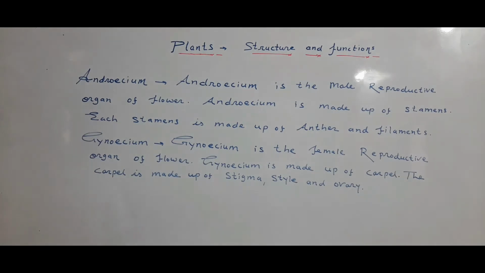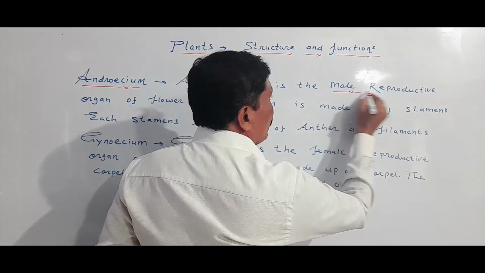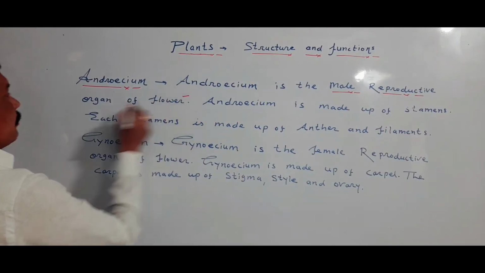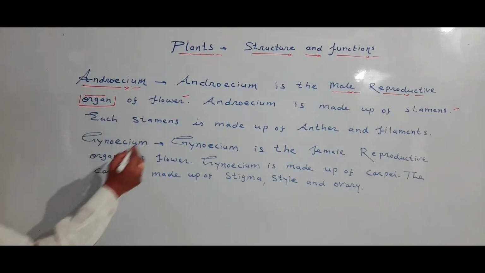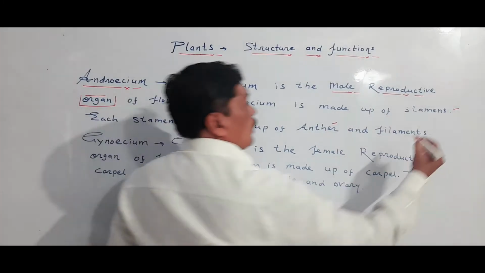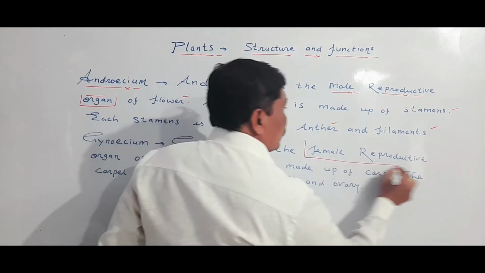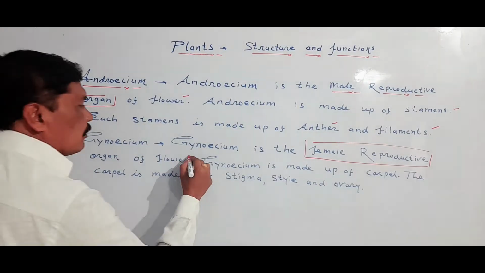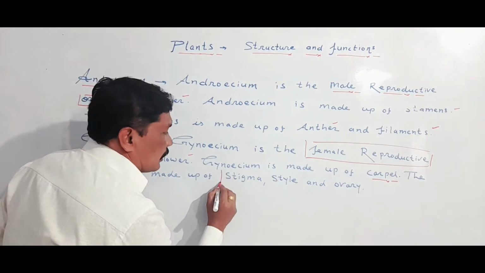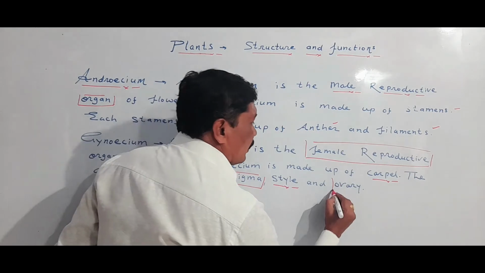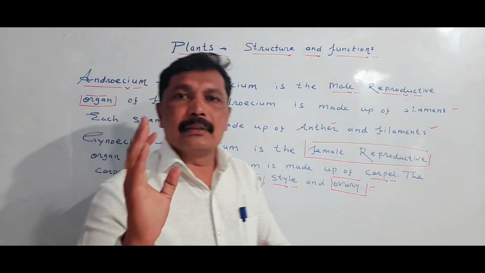One more time, we'll have brainstorming over androecium. Androecium is the male reproductive organ of flowers. Androecium is made up of stamen. Each stamen is made up of anther and filament. Gynoecium. Gynoecium is a female reproductive organ of flower. Gynoecium is made up of carpel. The carpel is made up of stigma, style and ovary.